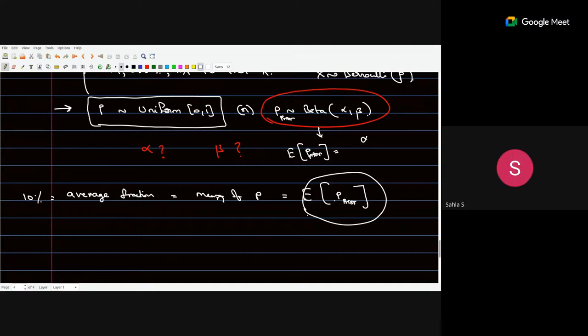For the prior distribution, you have to add the prior distributions and divide by the total number, is it? No, I didn't get into the likelihood, and I didn't go to the posterior at all. Okay. So if I have a distribution P which follows beta alpha comma beta, what is the mean of that distribution?